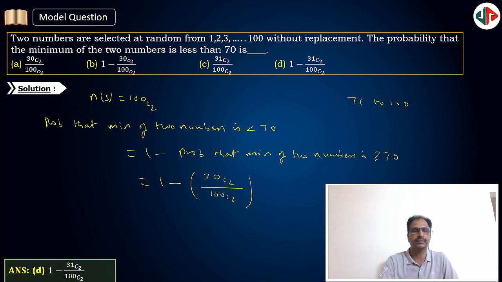Option B. E is given wrong. 1 minus 30C2 by 100C2.